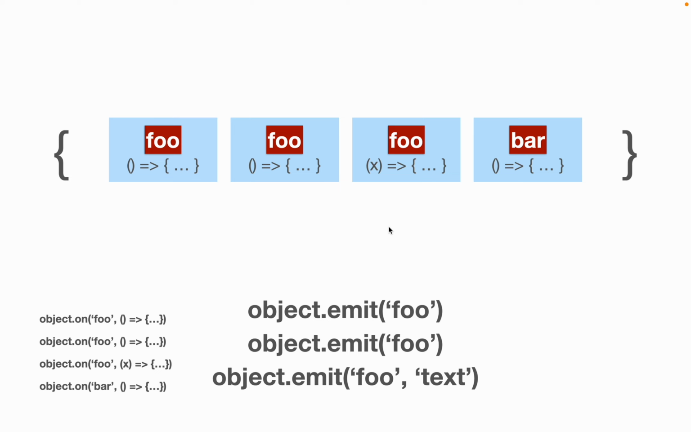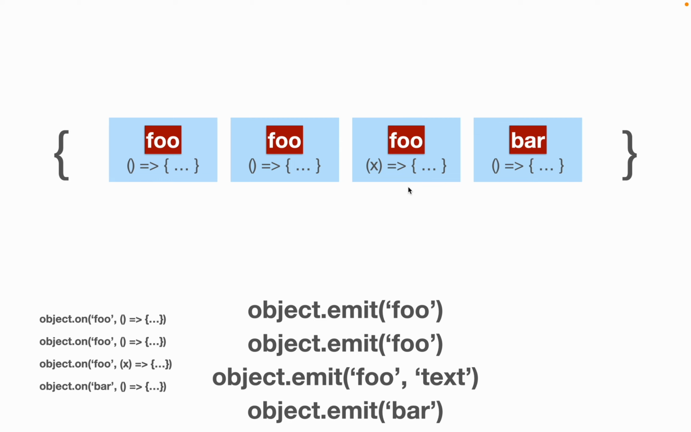So this is really what happens when you run the on method and also the emit method. In this case, we ran the emit method 3 times. So we're going to run these functions 3 times, each one of them 3 times. We could also emit the bar events like this. And in this case, we're not going to touch these foo functions, and we're only going to run the last function, the bar function. Okay, now let's see this in action.